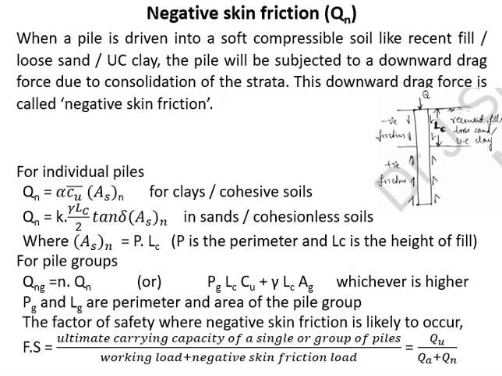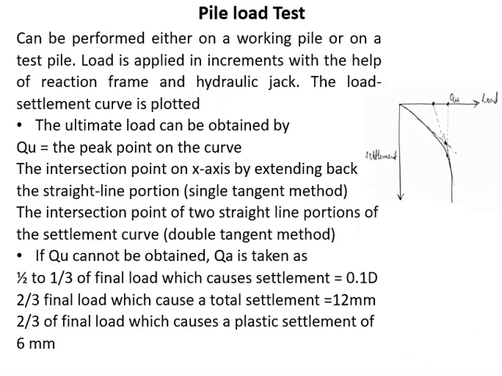After finding these two values, the higher value will be taken as the negative skin friction of the pile group. If the pile is subjected to negative skin friction, then the factor of safety will be reduced. So here factor of safety equals ultimate load divided by allowable load plus negative skin friction.